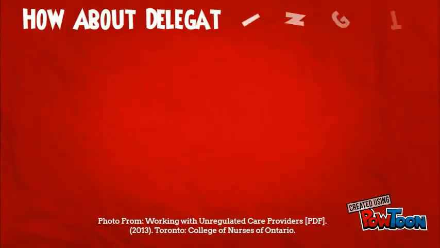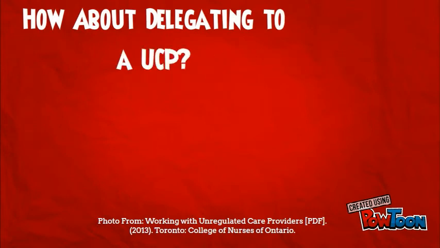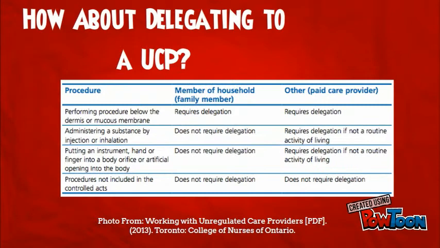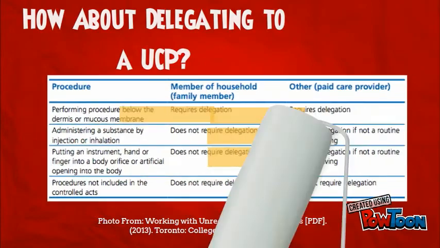How about delegating to a UCP or unregulated care provider? For procedures below the dermis or mucous membranes, family members, members of the household or other paid care providers require delegation according to CNO's Working with Unregulated Care Providers 2013 document. However, go by institution policies. Always refer to CNO's delegating guidelines and your institution's policies.